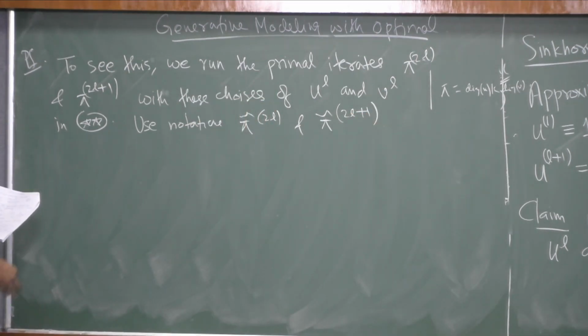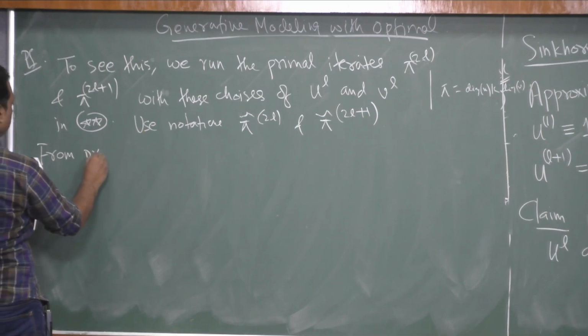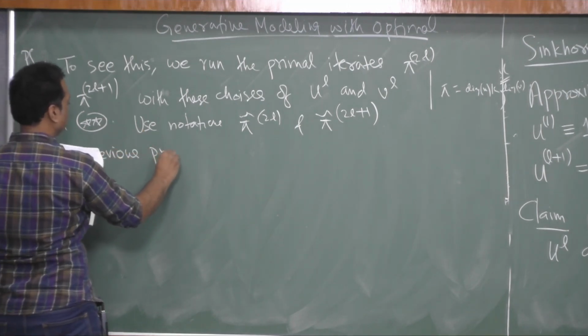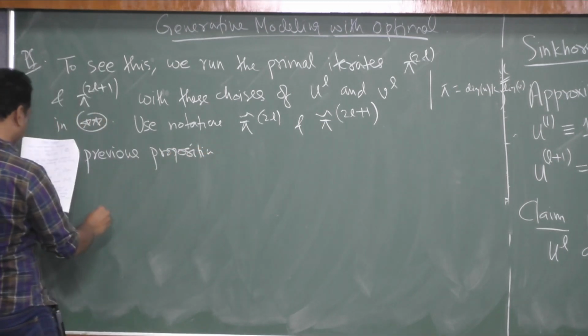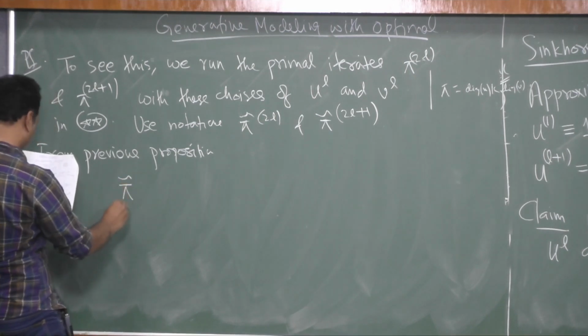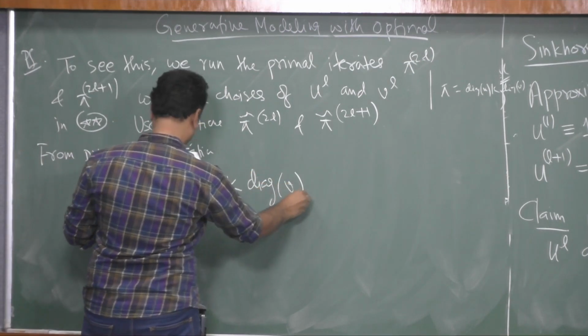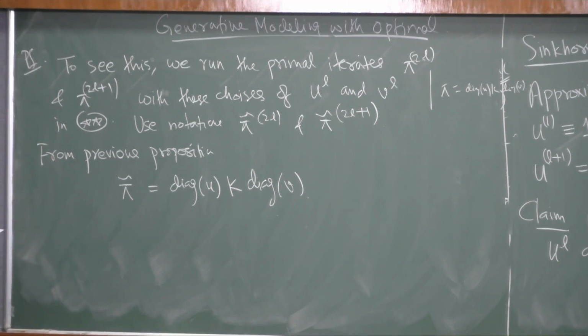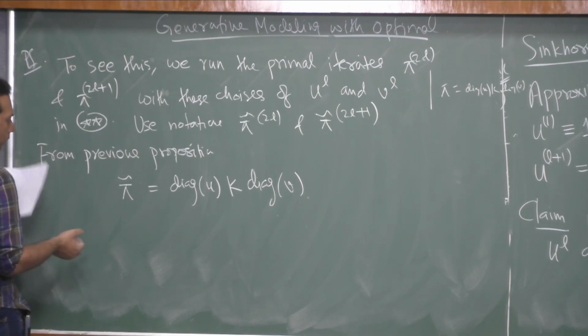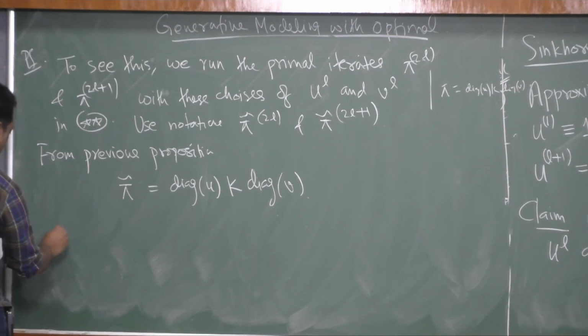Using the definition of the primal, which we have proved in the proposition, we start this substitution now. From the previous proposition, we had the definition that pi tilde will be diag of u K diag of v. This is something we know. Now we split them into odd and even. It's a notation thing; it doesn't matter which one you call odd or even, but let us fix something.